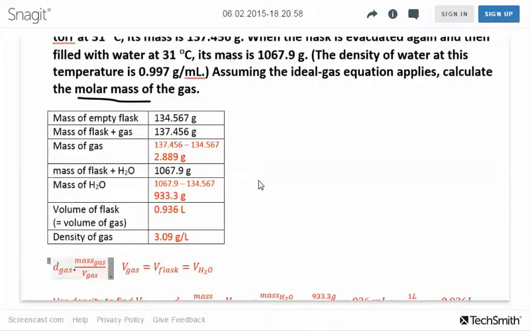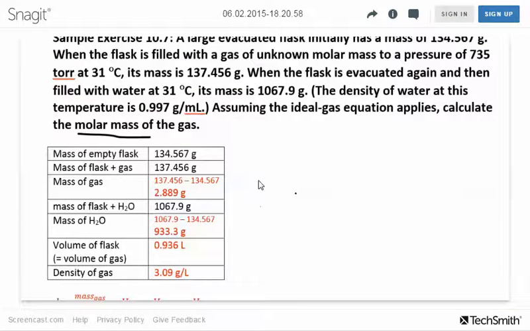So what is the density of gas? Density is mass over volume. So I already have the mass of the gas, so I need to find the volume of the gas. They tell me I put this in a flask. They don't tell me the volume of the flask. So you do this other part in order to figure out the volume of the flask.